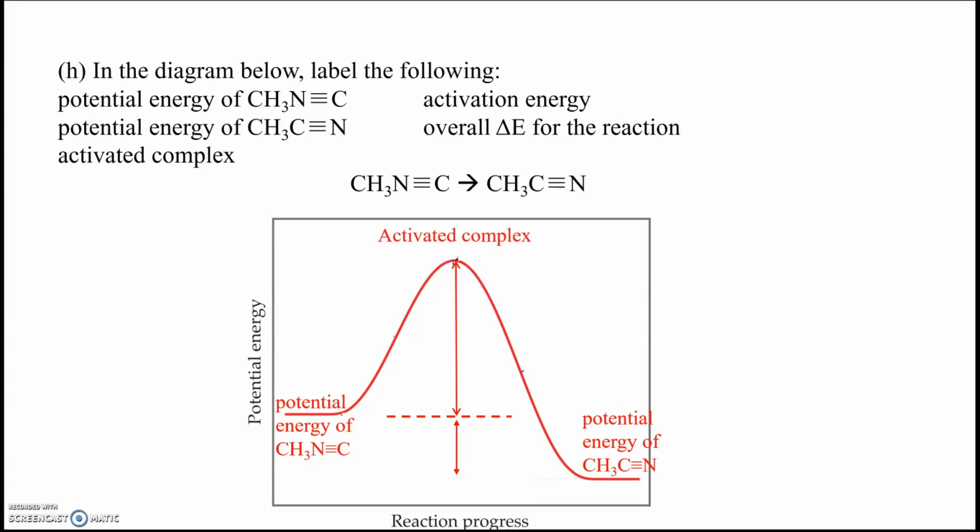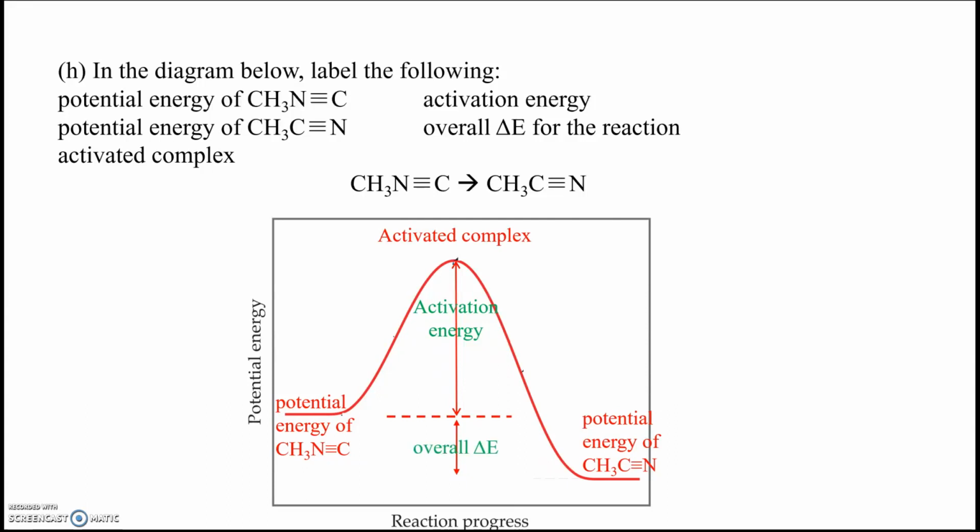Well, up at the top is this activated complex. We have to cross this hill in order for this reaction to occur. And the difference between the top of the hill and the reactant's potential energy, this is called the activation energy. That's the hill we have to get over to make this reaction occur.